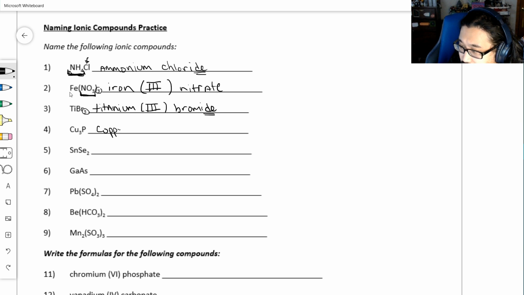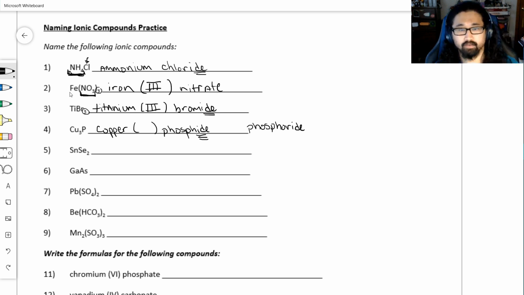Cu is copper, right? I need parentheses. It could be +1 or +2. P is phosphorus, right? There's that IDE. If you wrote out phosphoride, I wouldn't take off for it right now. I would mark it as correct, and then I would give you a note like, hey, it's really supposed to be phosphide. I know that it can be hard to keep track of which ones are which.